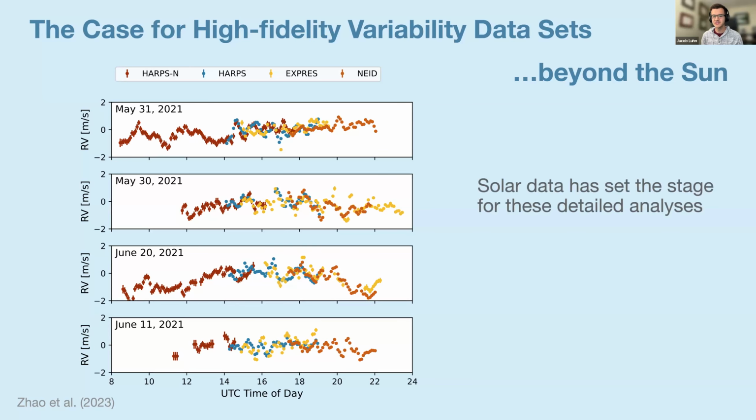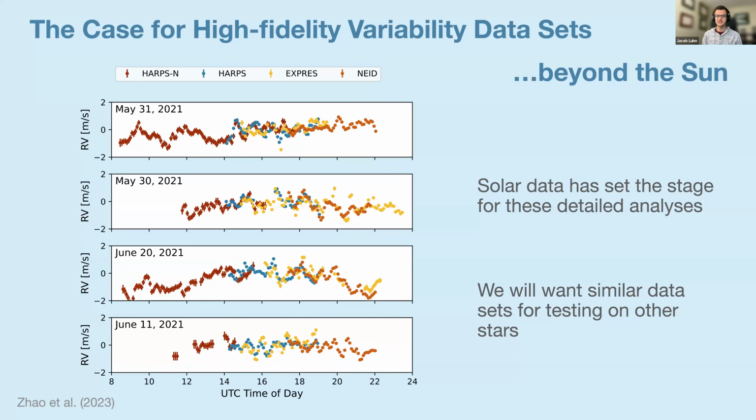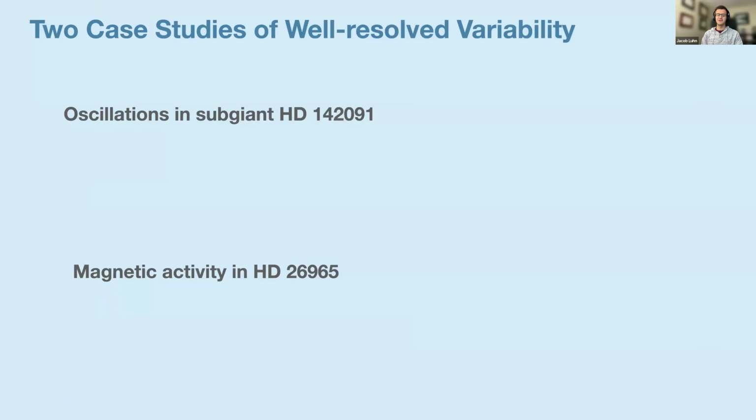And these solar data sets are sort of setting the stage for similar detailed analyses, but beyond just the sun, we want these kinds of stellar data sets so that we can apply those techniques to other targets. So broadly speaking, hopefully setting the stage for this need for these types of data sets where we have well-resolved stellar signals.